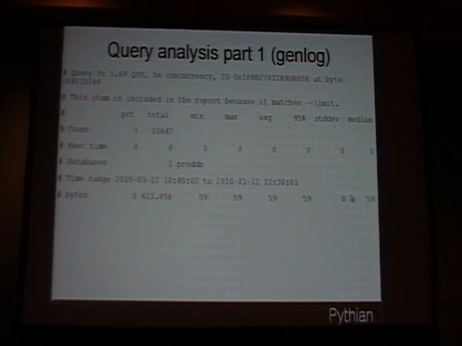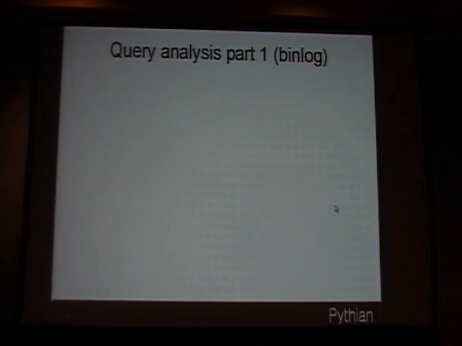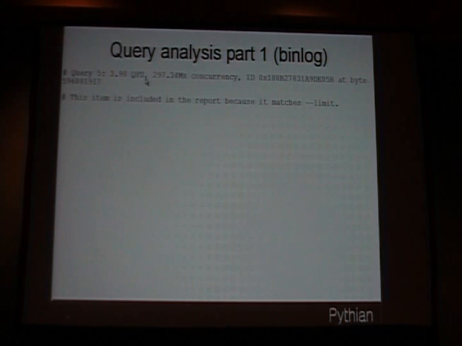And especially with the standard deviation 0, you know that that's the case. Let's see. So let's look at the query analysis for the binary log for the same query. Happened to be query 5, 3.9. We're actually getting some concurrency here. It's the same ID, still ID 188. I didn't have you memorize it, but you can trust me on it. We'll see an example later with it. You still get this item is included in the report because it matched dash limit.